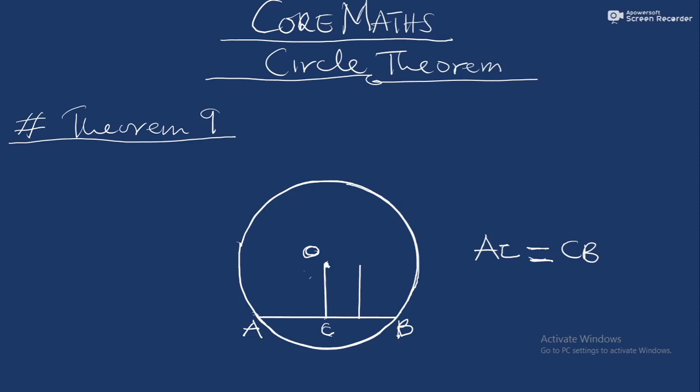Good. So this line here is a perpendicular bisector of the chord AB. So the angle here is 90, the angle here is 90, and then the length here is the same as the length here. I hope you are okay with it. Good. So students, these are all the theorems we have to consider under circle theorems.